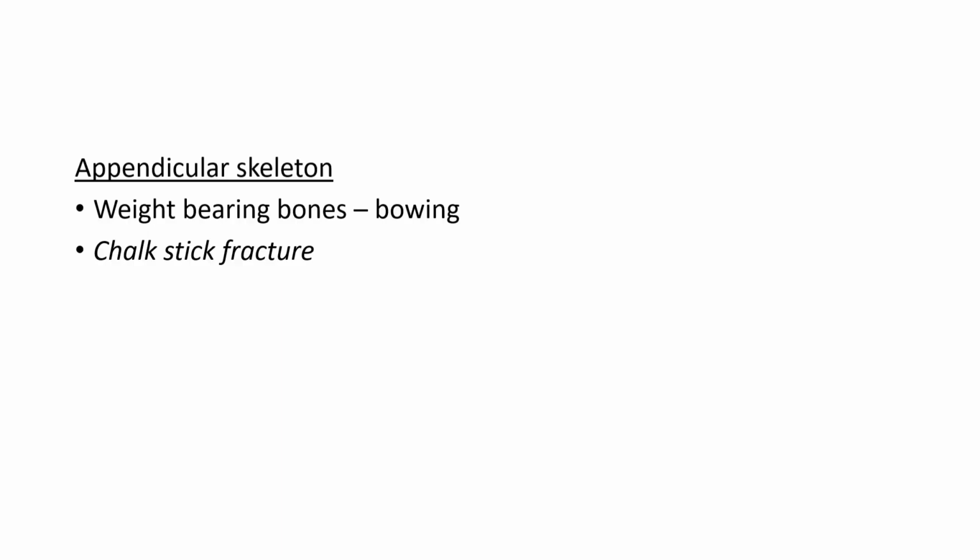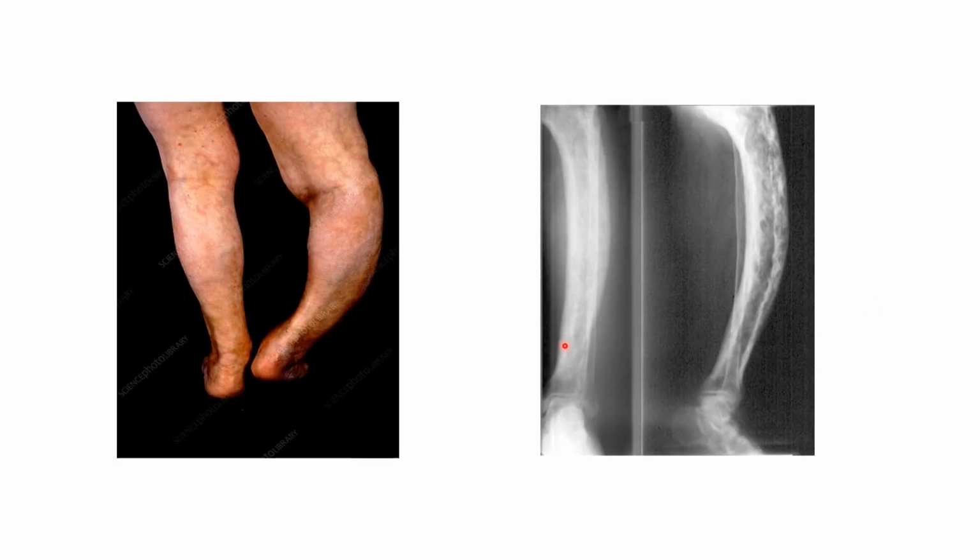Coming to the clinical features of the appendicular skeleton. For a weight-bearing bone, it will show bowing, which means bending of the bone, and it will produce a characteristic fracture known as the chalk stick fracture, which means there will be a fracture in its transverse plane, looking like breaking a chalk stick. Now see this normal image and this X-ray image. You can see the bending of the weight-bearing bone, that is the tibia.